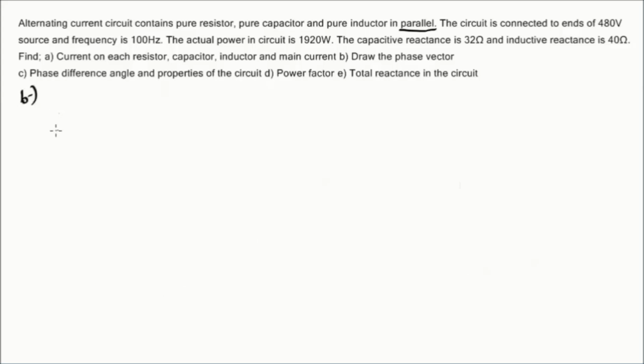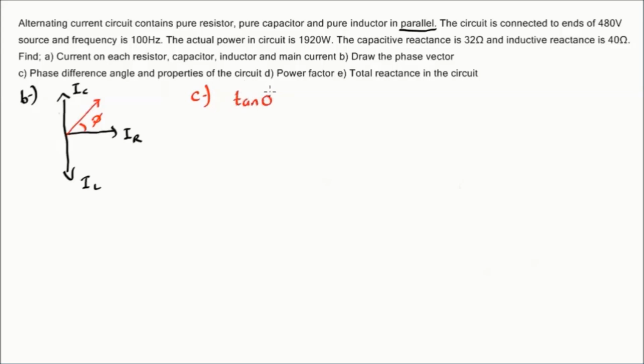Part B says to draw the phasor vector of IC, IR, and IL. And the I total is going to be in the first region. Why? Because IC is greater than IL. Also, the circuit has capacitive properties. Part C says phase difference angle and properties of the circuit. Phase difference angle.